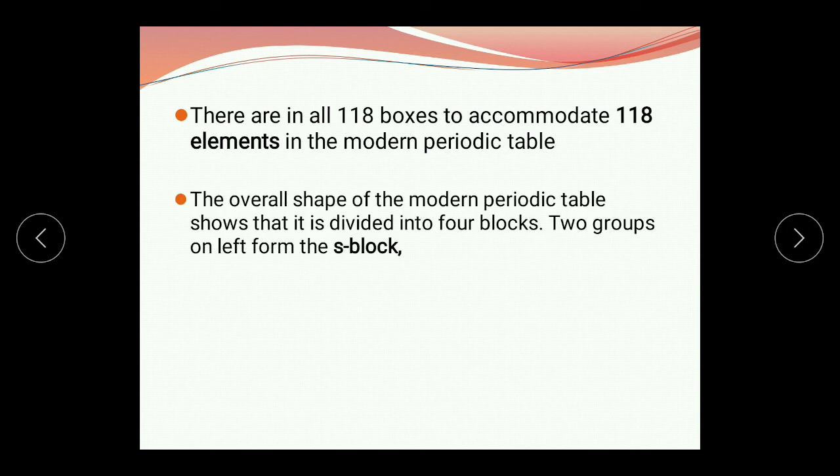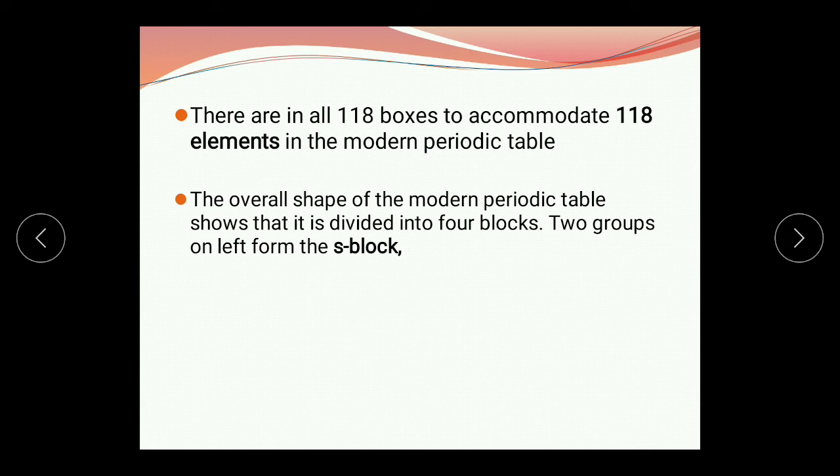The overall shape of the modern periodic table, we will take another look at it after some time. If we consider the overall shape of the modern periodic table, there are 4 different blocks. So another type of classification is also possible with this periodic table. That means this periodic table is divided into 4 blocks.